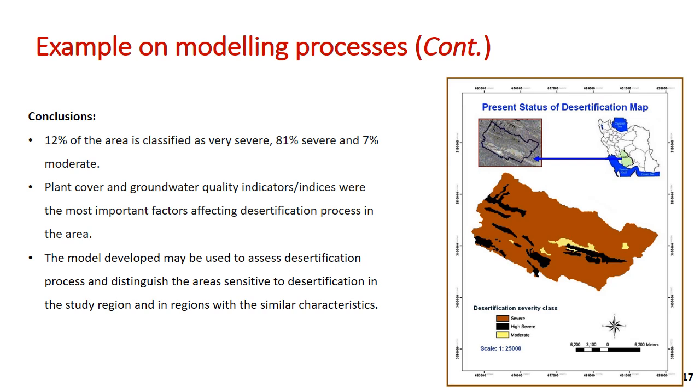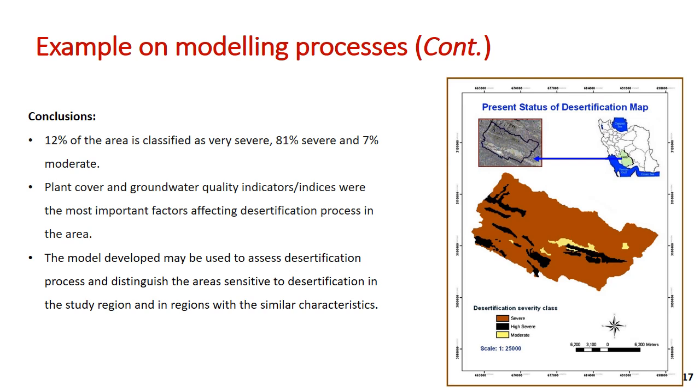What if I reduce the abstraction of groundwater? What if I try to build a dam? And so on and so on. You run different simulation scenarios, and then you would see how that would affect your desertification severity map. You would see which management scenario is going to improve the situation. Then you can go to the management or the policymakers and tell them that if you do this, this is how it's going to help, and so on.